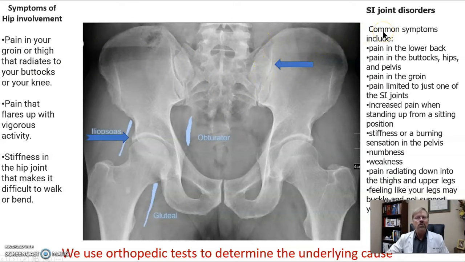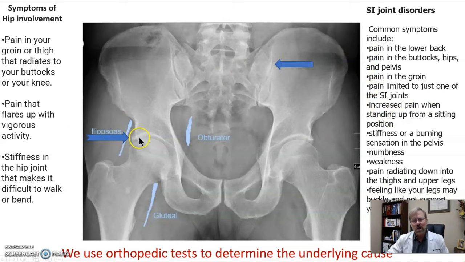Now, the SI joint can cause you some pain. Pain in the lower back, pain in the buttocks, hips, or pelvis, pain in the groin, pain limited to just one of the SI joints is normally what I see. Increased pain when standing from a sitting position, stiffness or burning sensation in the pelvis, numbness, weakness, pain radiating down into the thigh and upper legs, feeling like your legs may buckle and not support your body.